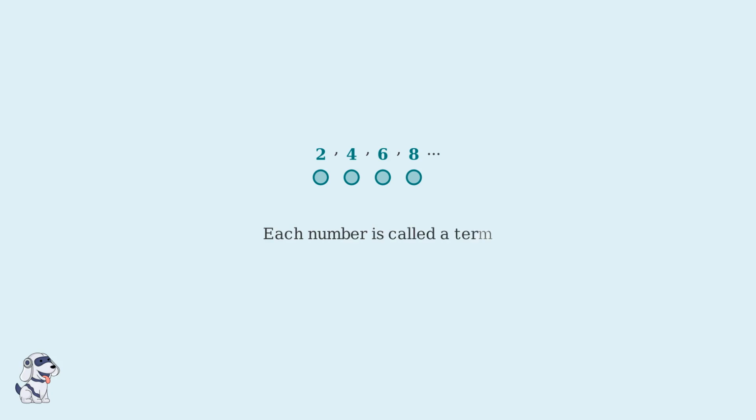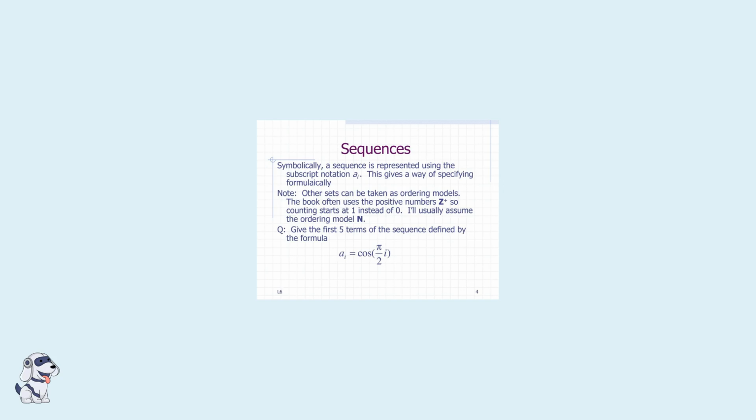Each number in a sequence is called a term. We use subscript notation to identify the position of each term. The first term is A1, the second term is A2, and so on. This subscript notation is standard in mathematics. Let's see how this looks in a more formal mathematical context.